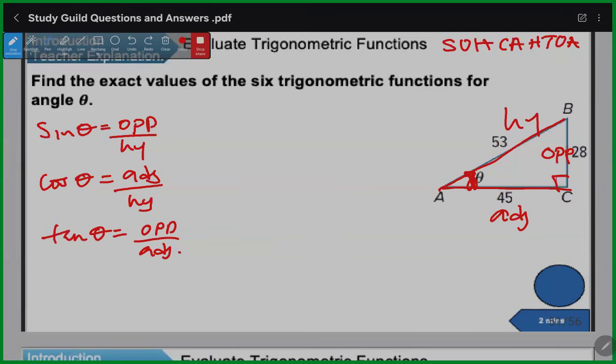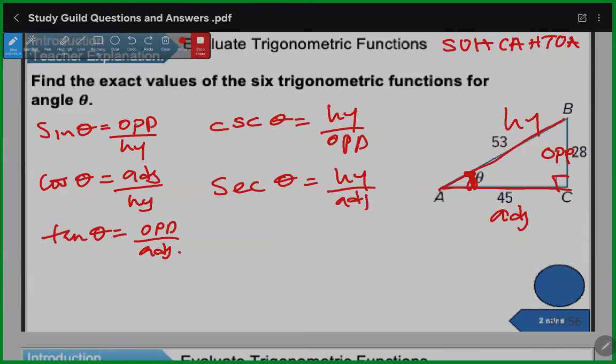Opposite. And for our reciprocal trigonometry ratios, you remember that you now have cosecant theta, which is the inverse of sine theta, so it will be hypotenuse over opposite. Sec theta, which is the inverse of cos theta, will be hypotenuse over adjacent, and cot theta, which is the inverse of tan theta, is going to give adjacent over opposite.